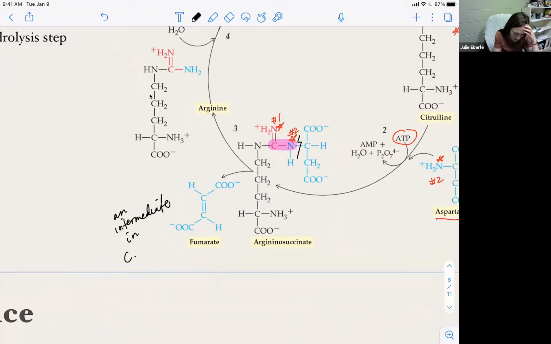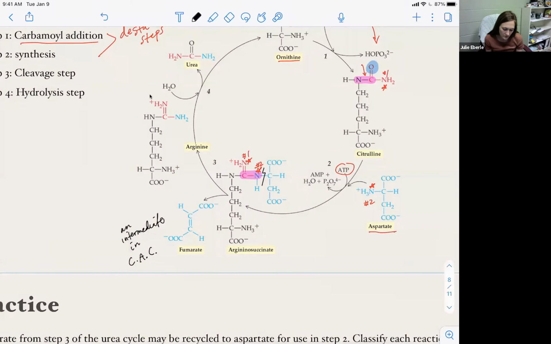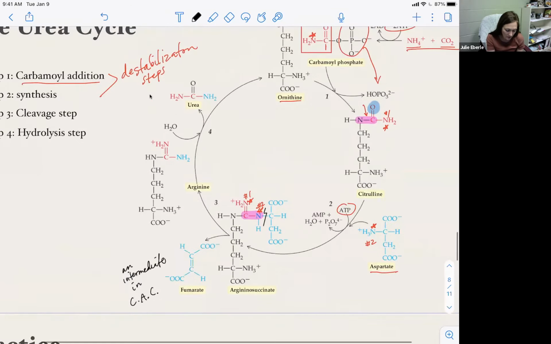And the citric acid cycle. I'm going to abbreviate citric acid cycle. So that can just go right back to the citric acid cycle. And then that's the end. That's actually step 3. After we cleave this off, what we have left is just arginine. We know what arginine is, so we just made arginine.